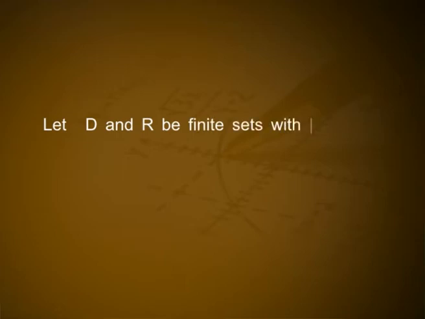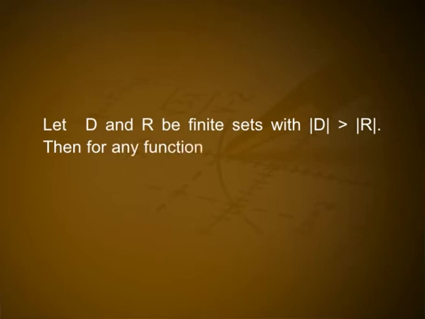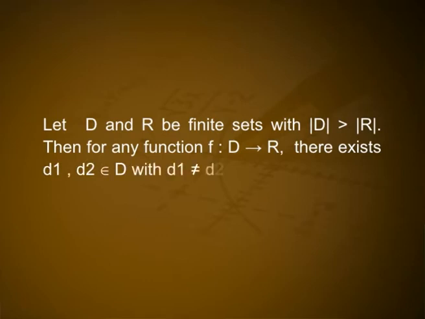The formal statement can be seen as follows. Let D and R be finite sets with the number of elements of D greater than the number of elements of R. Then, for any function f from D to R, there exist D1, D2 belonging to D with D1 not equal to D2 such that f(D1) equals f(D2). The pigeonhole principle is applied in the following examples.